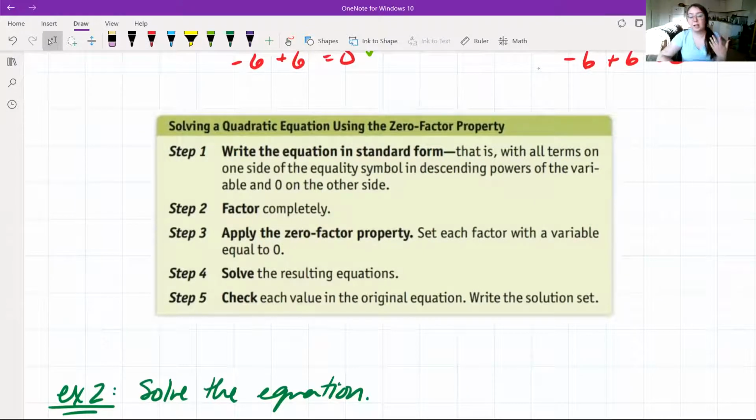So our steps: write the equation in standard form. Step two, we want to factor completely, we want to factor that trinomial. Step three, apply the zero factor property, so set each factor with a variable equal to zero. You're setting each of those binomials equal to zero. Step four, solve the resulting equations. You have both these binomials set equal to zero and you just solve for your variable, most of the time being x, but not necessarily. And step five, just check each value in the original equation and write your solution set.